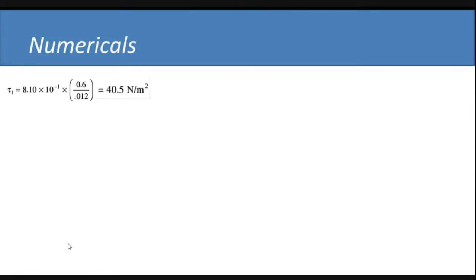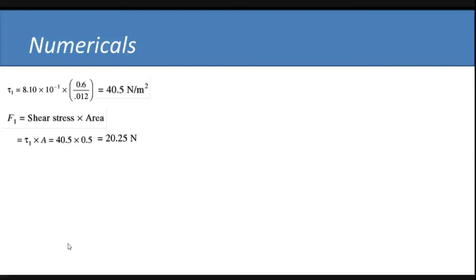Now once tau1 is known to us, we can calculate F1. So we know tau1 is nothing but shear force upon area. So shear force F1 is nothing but shear stress into area. You just multiply 40.5 with 0.5 meter square. So it will be 20.25 Newton. Okay, so F1 is 20.25 Newton.